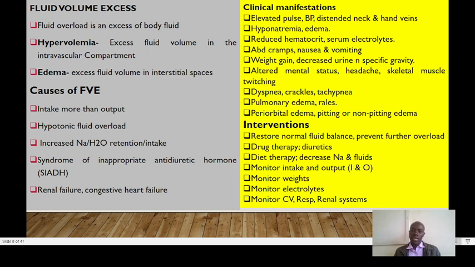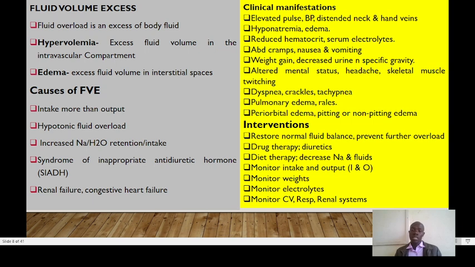Same with congestive heart failure, especially right-sided heart failure, which leads to conditions like ascites and other fluid accumulation due to impaired venous return. In that case, you're going to have fluid excess. So patients are going to present with elevated pulse and BP, distended neck and hand veins, hyponatremia, edema, reduced hematocrit and serum electrolytes, abdominal cramps, nausea and vomiting, weight gain, and altered mental status.